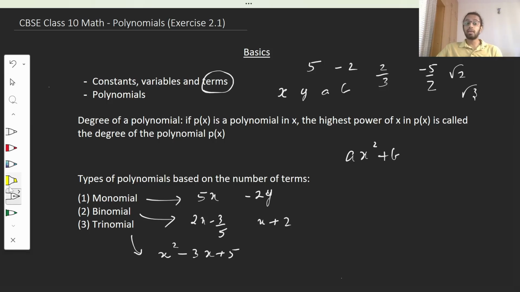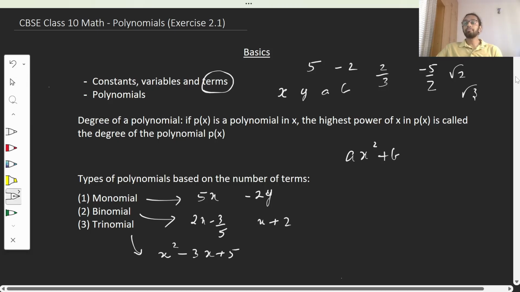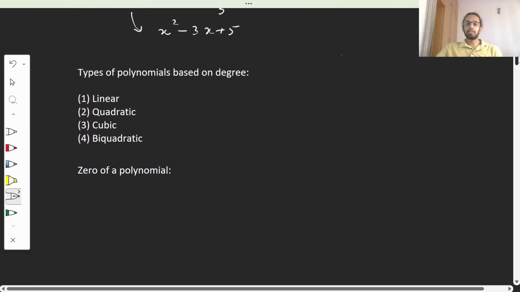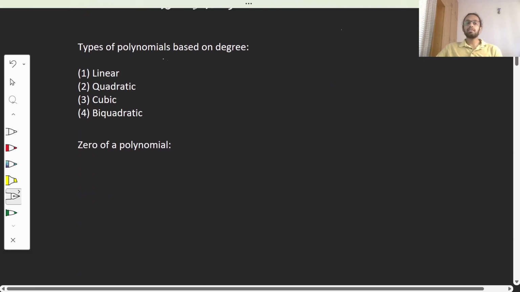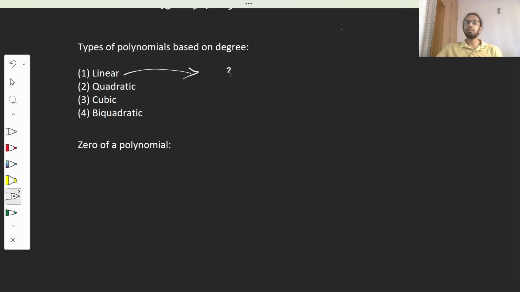There is another way we can classify, which is based on the degree of the polynomial. That is the next concept. So when we say linear, then the degree of the polynomial is 1. For example, 3x plus 5. As you can see, there is variable x and its power is 1. Another example is 2y minus 5. Here also the power of y is 1.